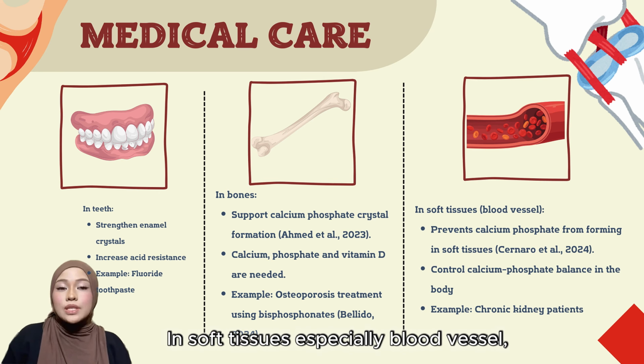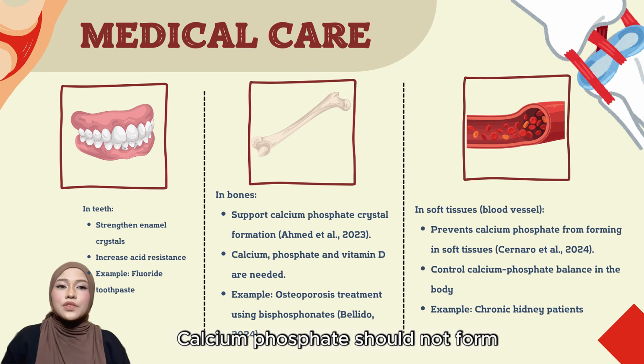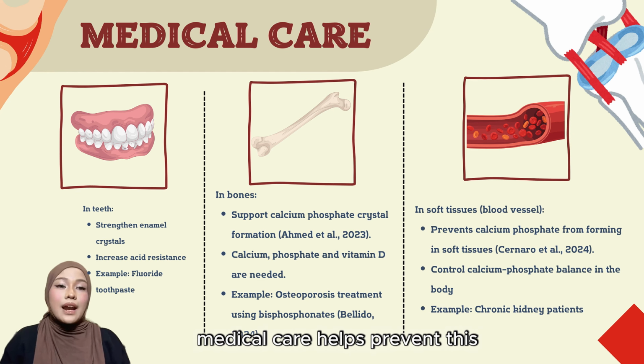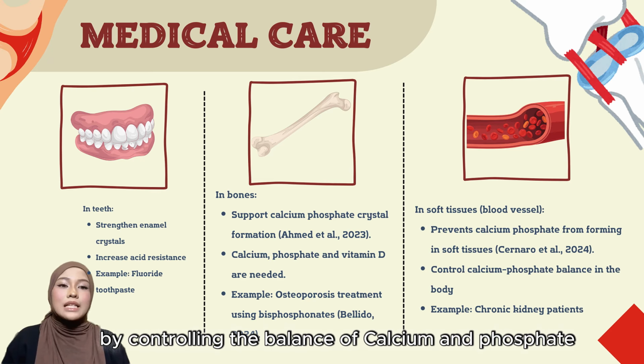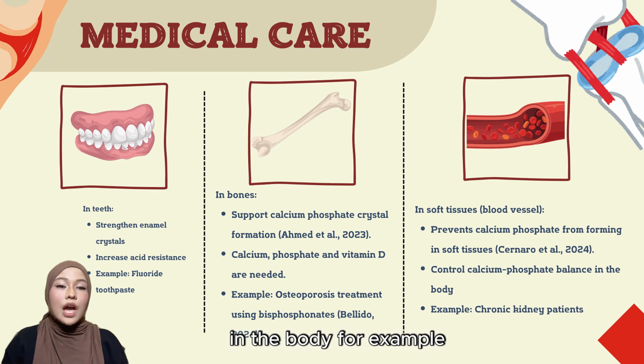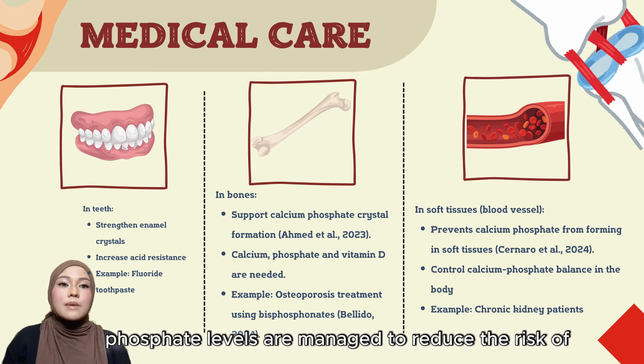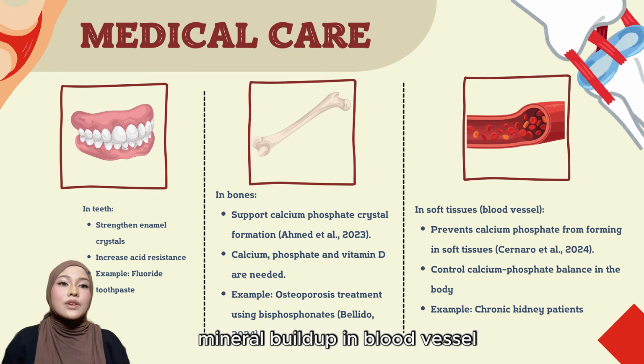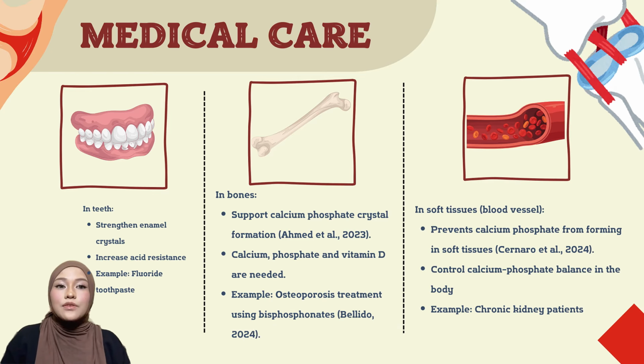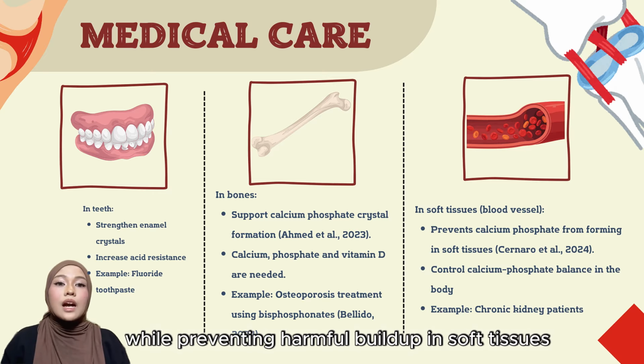In soft tissues, especially blood vessels, calcium phosphate should not form. Medical care helps prevent this by controlling the balance of calcium and phosphate in the body. For example, in patients with chronic kidney disease, phosphate levels are managed to reduce the risk of mineral buildup in blood vessels. Overall, medical care ensures that calcium phosphate forms in the right places, such as bones and teeth, while preventing harmful buildup in soft tissues.